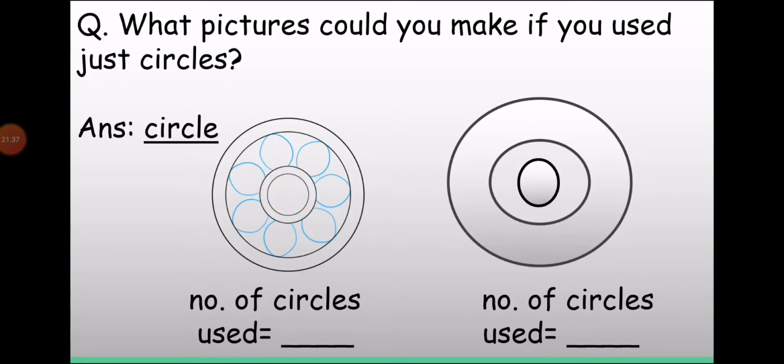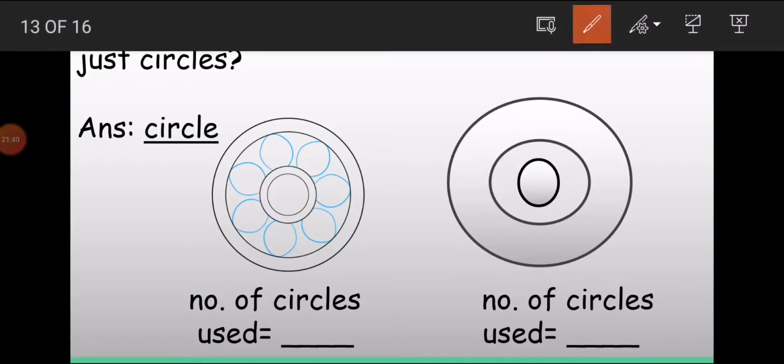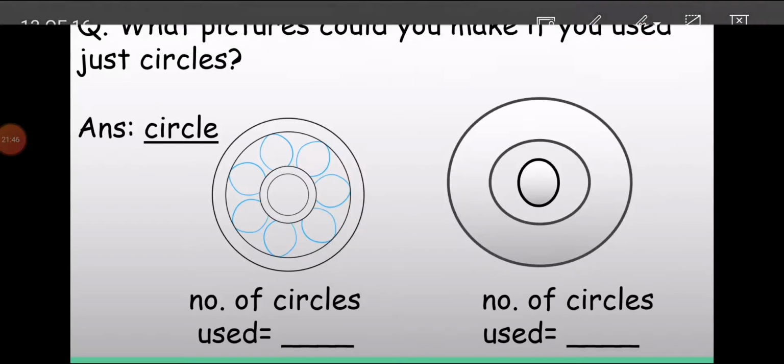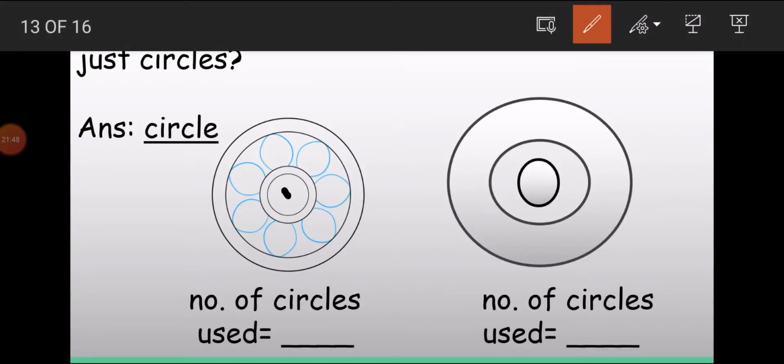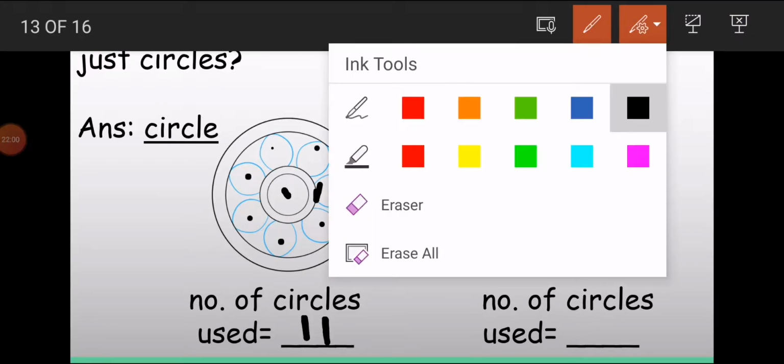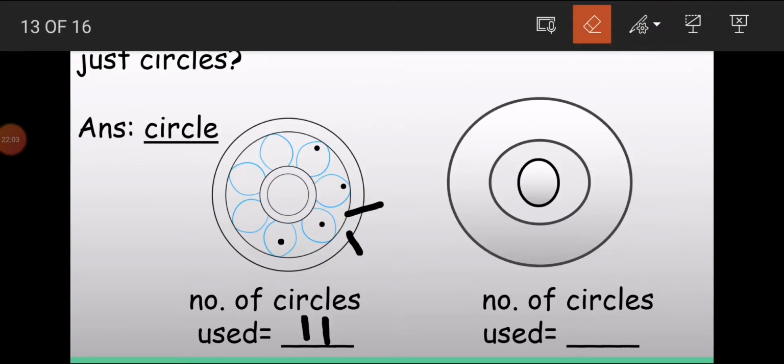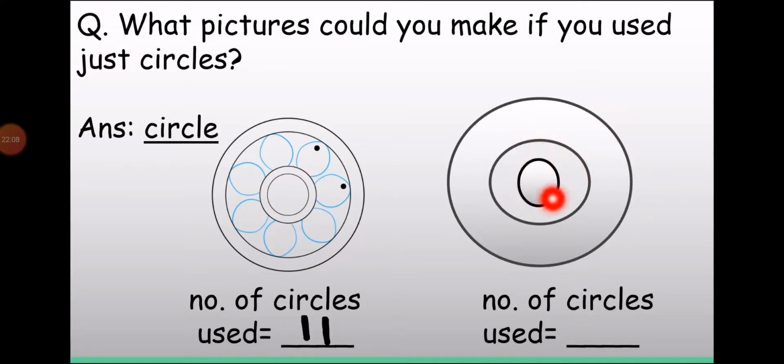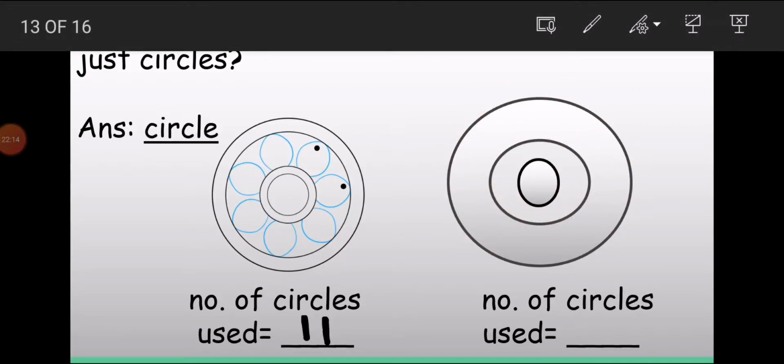Now let me count how many circles I have used here. 1 circle inside, second outside. Okay, let me write it neatly. So first one is the inner one, then the outer second, then 3, 4, 5, 6, 7, 8, 9, then 10, then 11. I have used 11 circles to make this pattern. Now look at the second one. I made a small circle, then the bigger one, then the biggest one. There are 3 circles. You can see I've used 3 circles and made a pattern here.